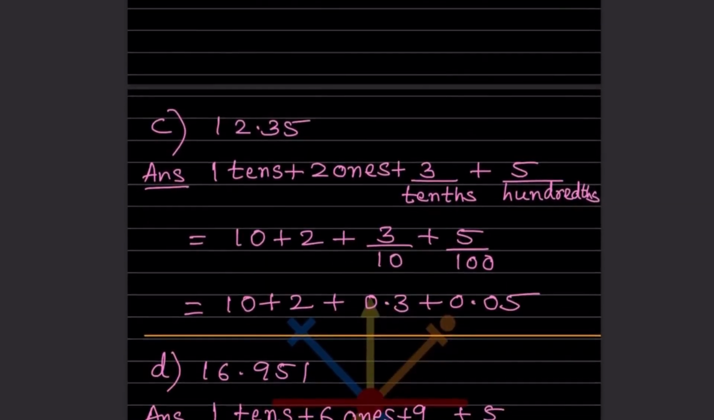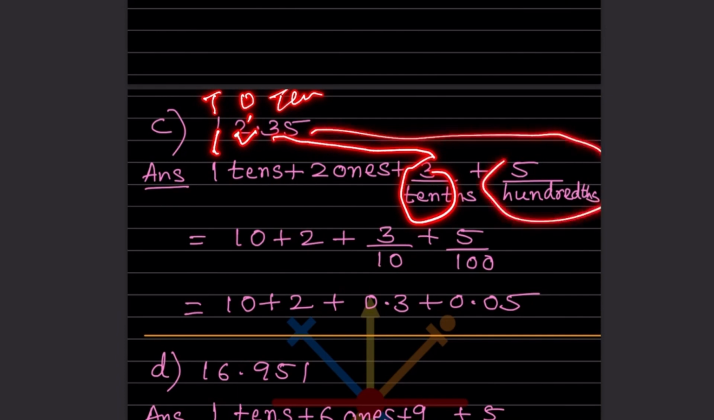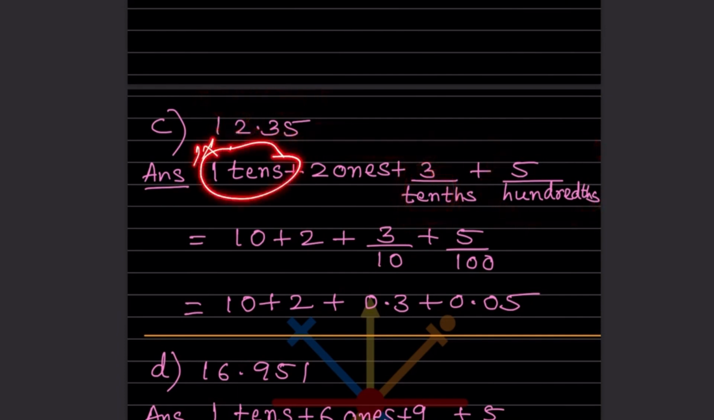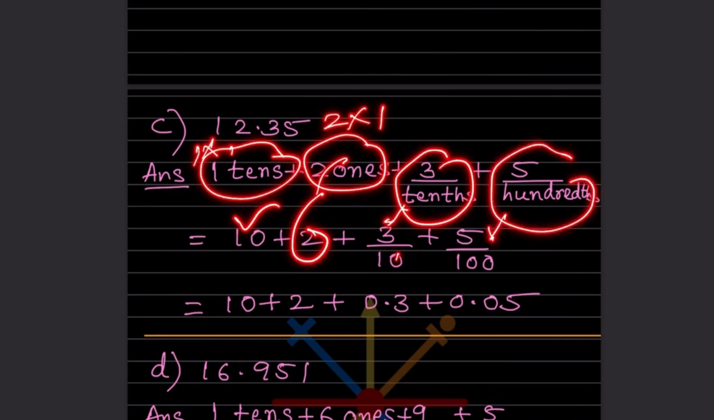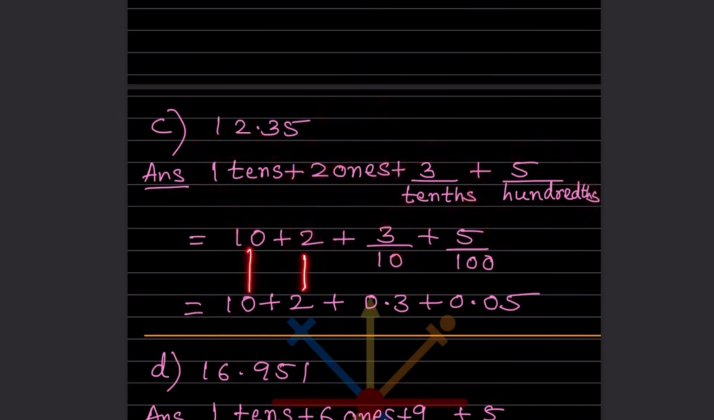Now same over here. This is the ones, tens, and this is the tens and hundreds. So 110. This one will be 2 ones. Then 3 tens. So here the 3 tens I wrote, and 500. So 1 tens, 1 into 10, that will be 10. 2 ones means 2 multiplied by 1, that is going to be 2. So this is 3 by 10 and this is 5 by 100. So 10, 2, 3 by 10 means 0.3, 5 by 100 means 0.05.